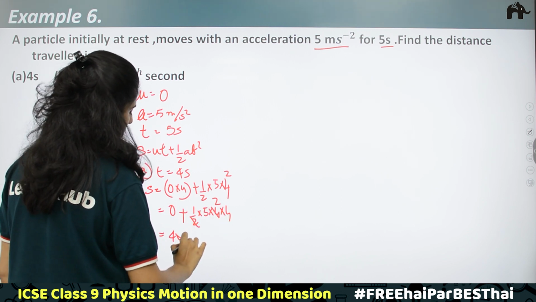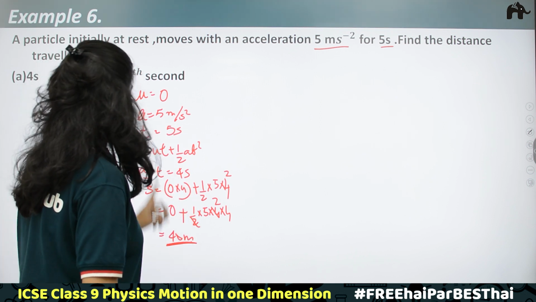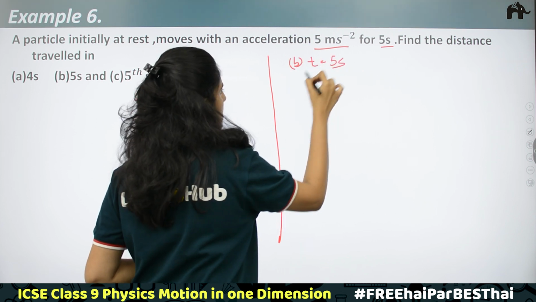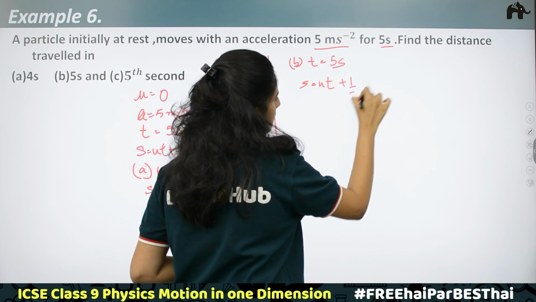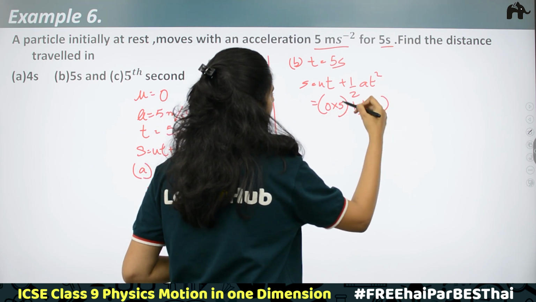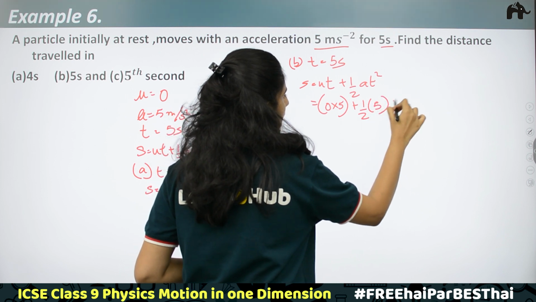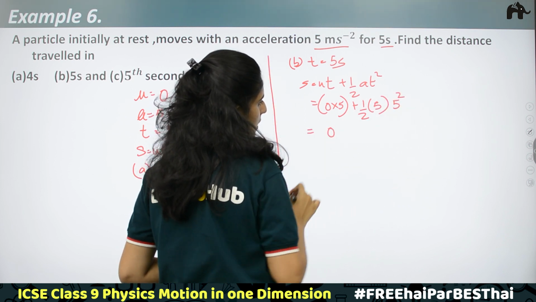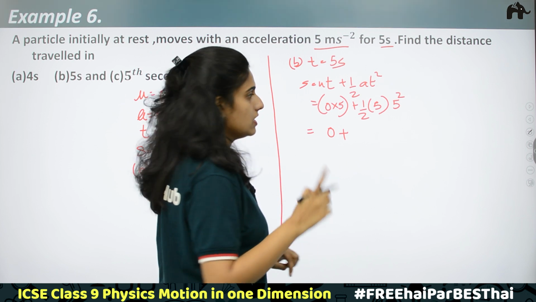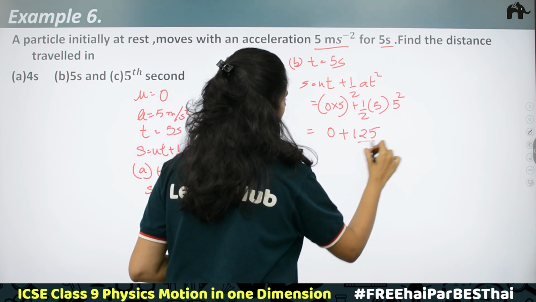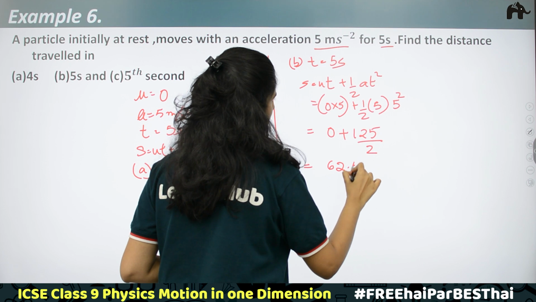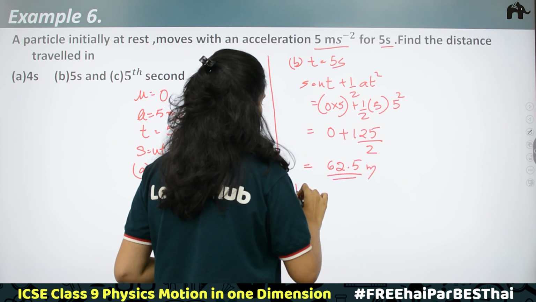So 40 meters is the total distance travelled when the time is 4 seconds. Now when the time becomes 5 seconds, B part of the question, again S is equal to ut plus half at square, which is equal to 0 into 5 plus half into a, which is 5, and t square is 5 square. That is 0 plus 5 square is 25. 25 into 5 is 125. 125 divided by 2, you will be getting 62.5 meters. Okay. Now the distance travelled in the 5th second.